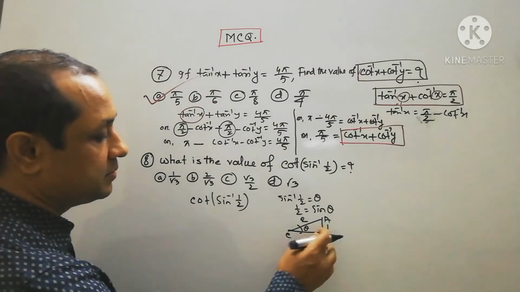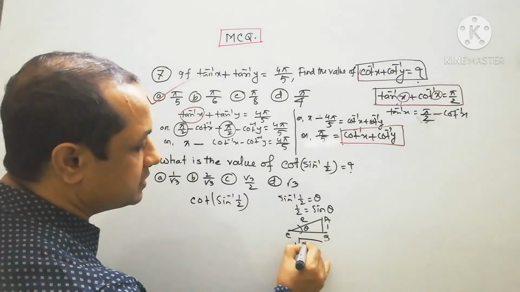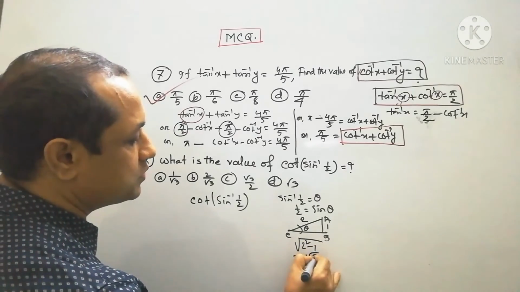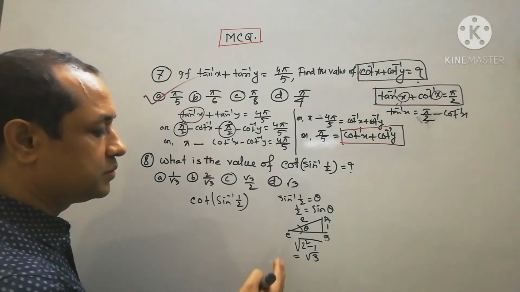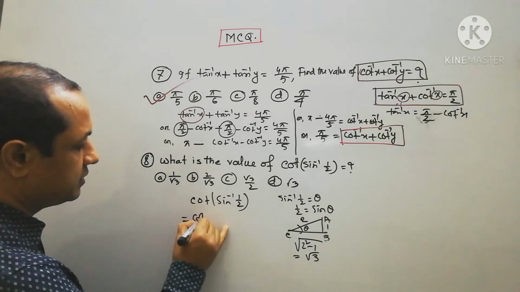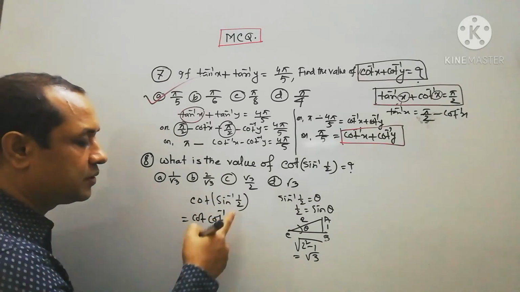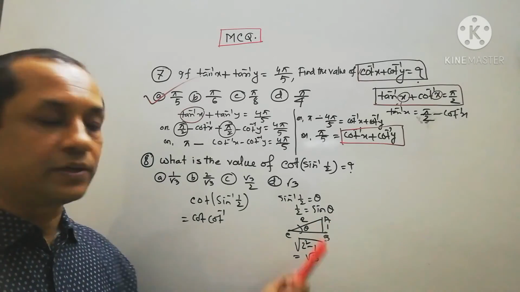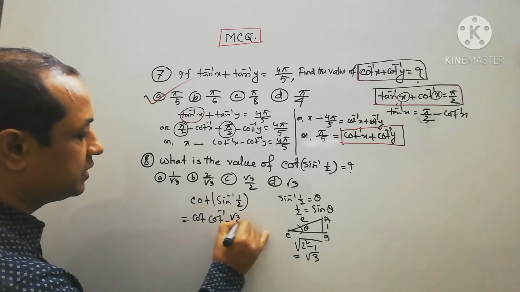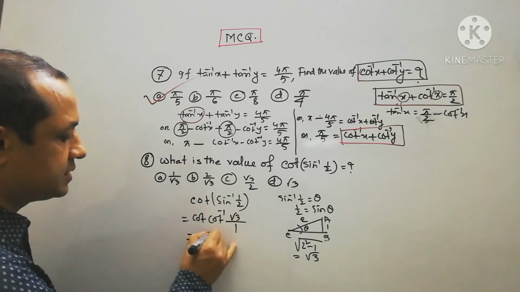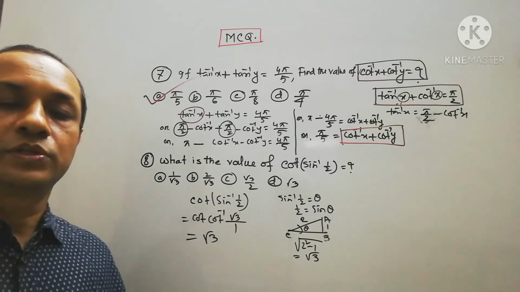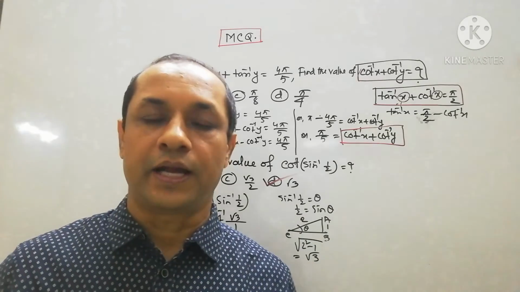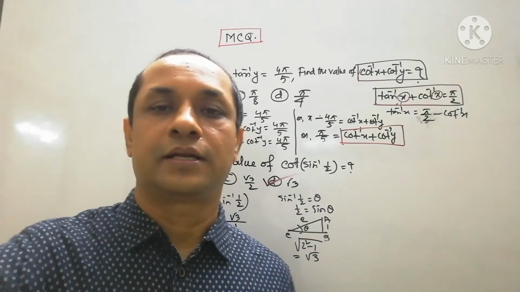We know that BC equals root over hypotenuse square minus perpendicular square, equals root of 4 minus 1, equals root 3. So BC equals root 3. Now cot theta equals base by perpendicular. Here base is root 3 by 1. So the answer will be root 3. I hope you are clear.